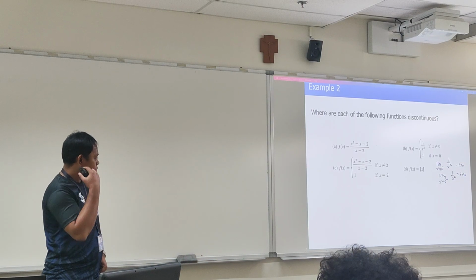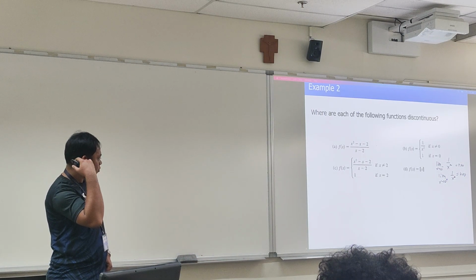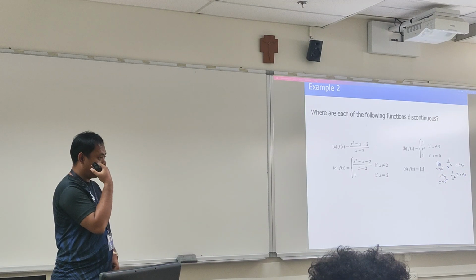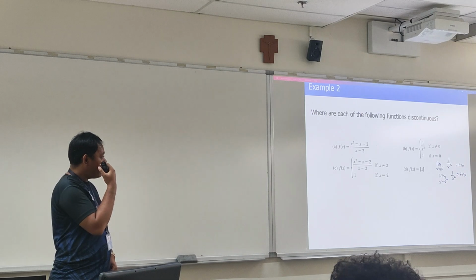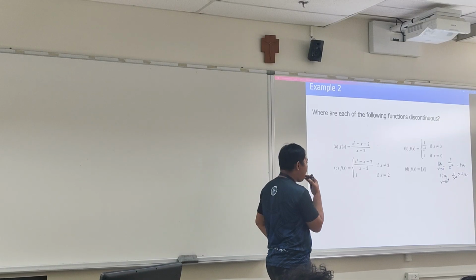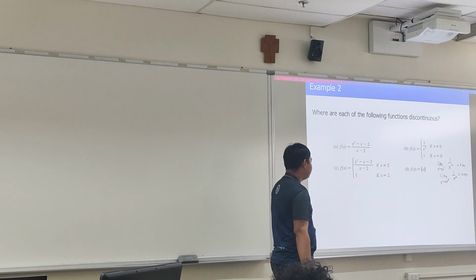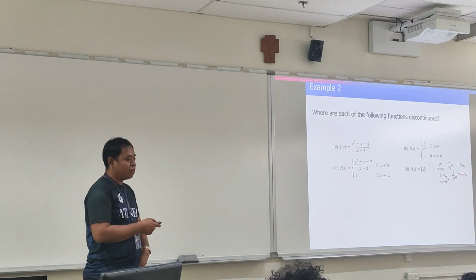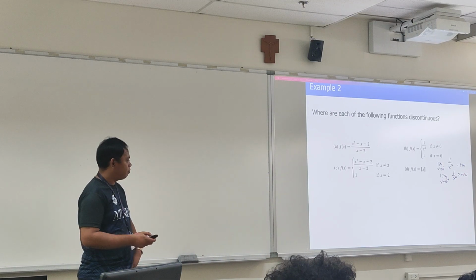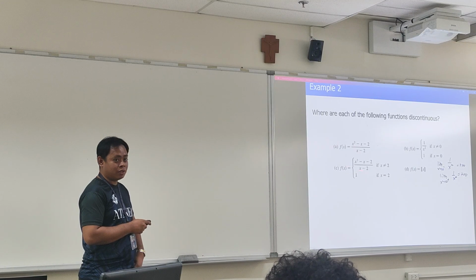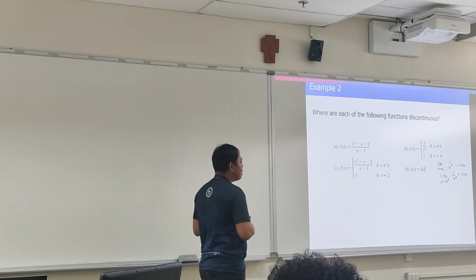How about the next letter? Is this continuous at 2? It does not exist on your quadratic. How about this one? Of course, you can find the value of this. So your f of 2 here is equal to 1. How about the limit of this function?